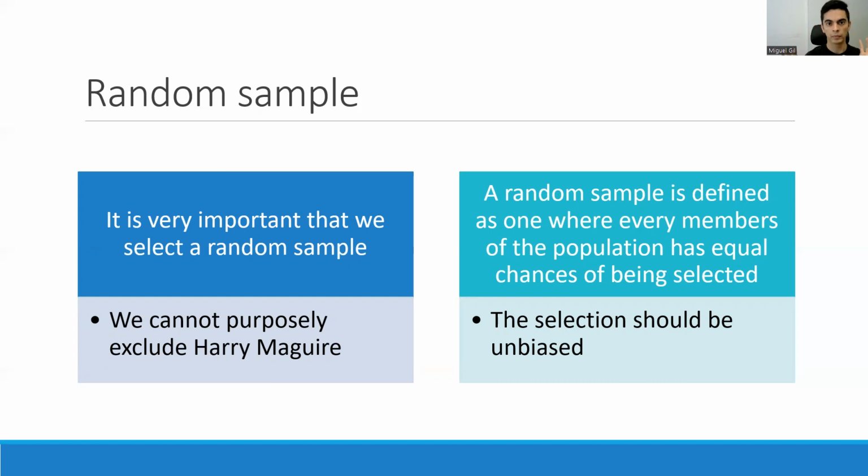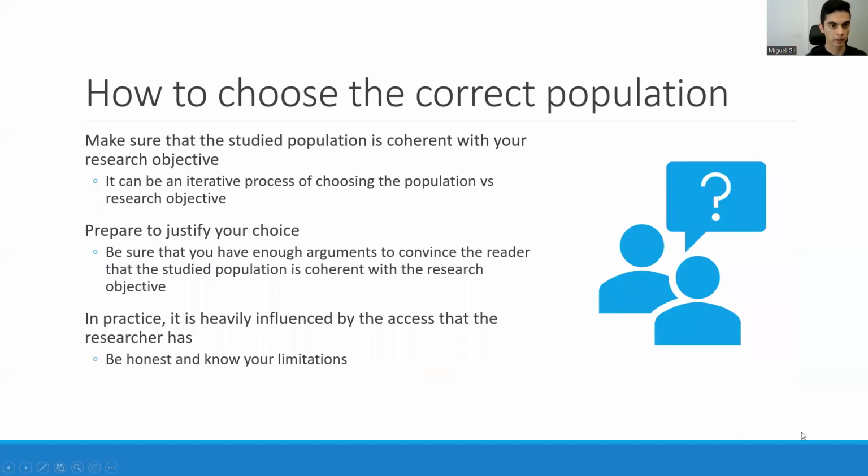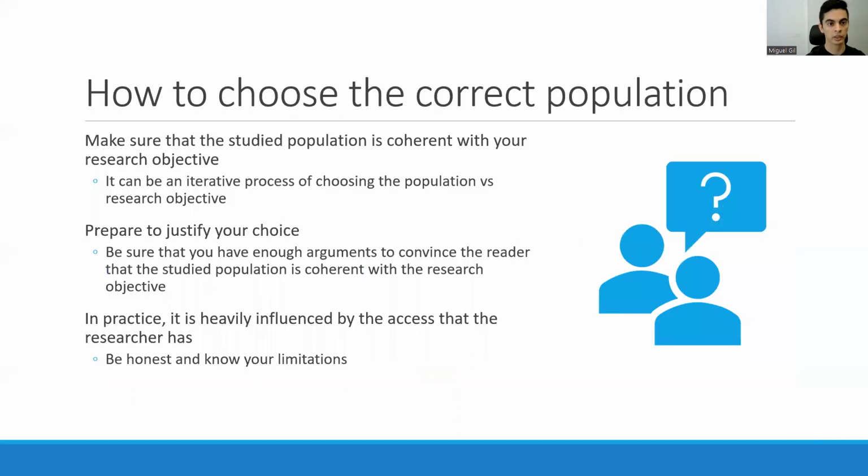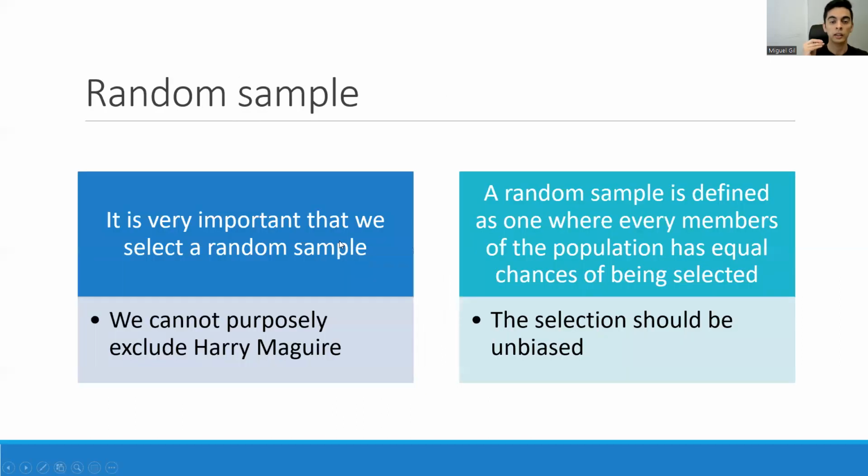So until here, let me quickly summarize this video. Remember, it's important to define the population, and the sample is a subset of the population. There are some tricks or procedures to define your population. And finally, it is important that your sample is random, that you are not doing sampling on purpose or with a bias. So this is it until now. In the next video, we're going to continue with sampling.